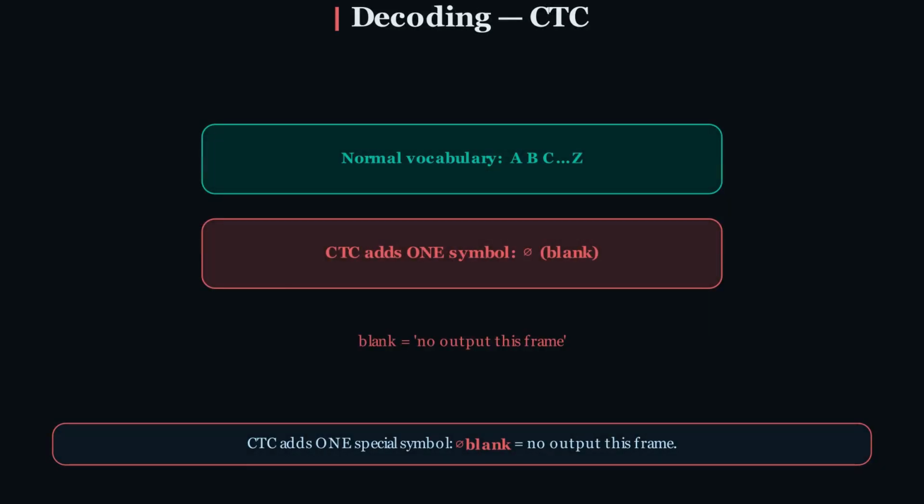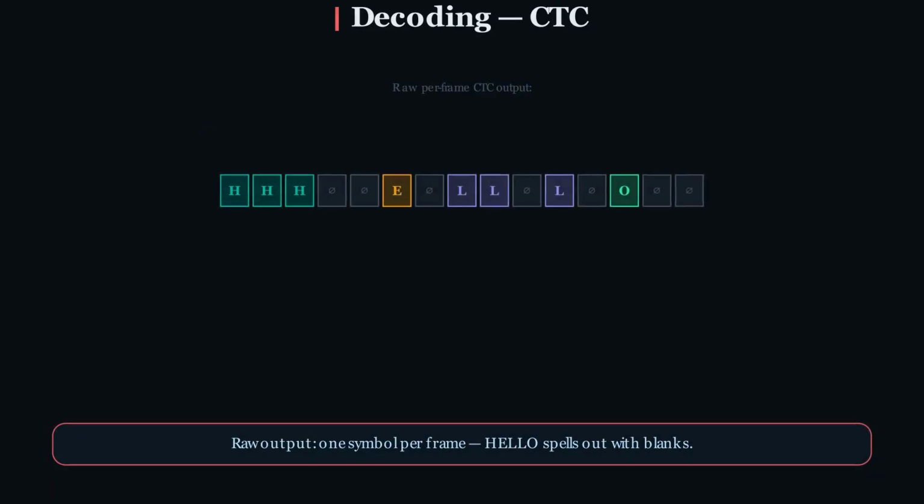Connectionist temporal classification extends the output vocabulary with one special symbol: blank. At every acoustic frame, the model predicts either a real character or blank, meaning nothing to output right now. Here is a typical raw output for the word hello. 3 H frames, then blanks, 1 E, blanks, multiple L frames, and so on.